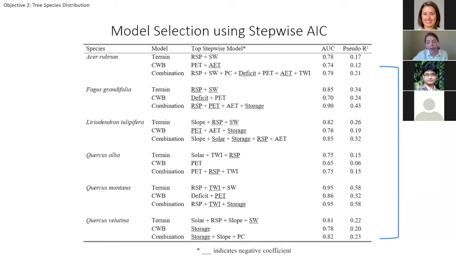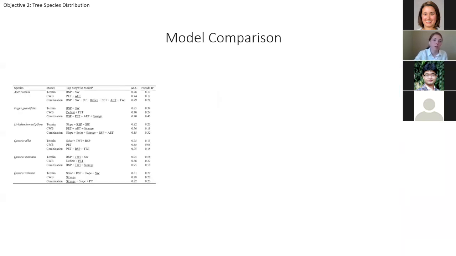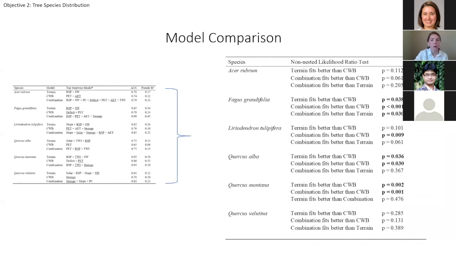To more formally look at this, we used the non-nested likelihood ratio test. So we're taking those top models and comparing them to one another. From this table, I want to point out these 4 species. So these are the ones that had significant differences between the models. Acer rubrum at the top, and then Quercus velutina at the bottom didn't show statistical differences between the models. But these 4 middle species do show some differences.